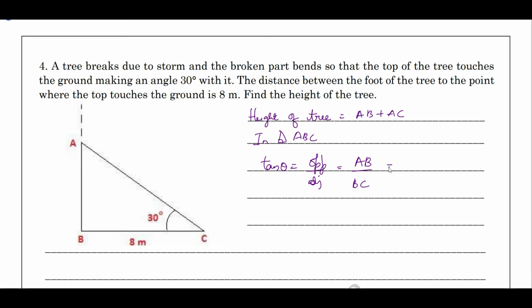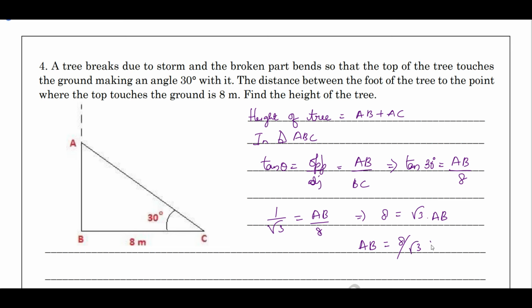AB I should find out. Theta is 30. Tan 30 equals AB over what? As it is, BC is 8. What is tan 30 value? It is 1 by root 3 equals AB by 8. Now cross multiply. 8 into 1 is 8. AB into root 3 is root 3 AB. Now AB equals 8 by root 3 meters.